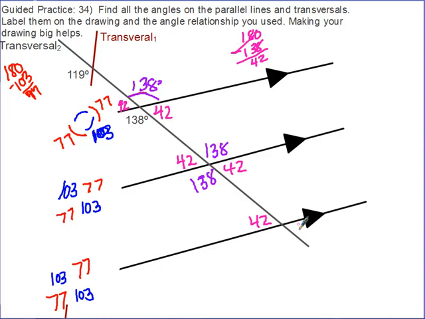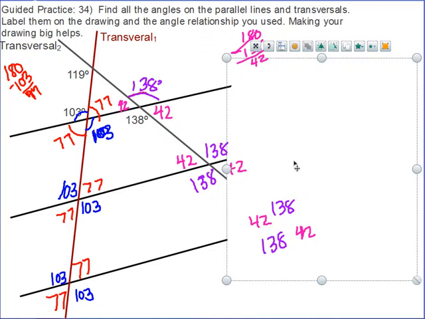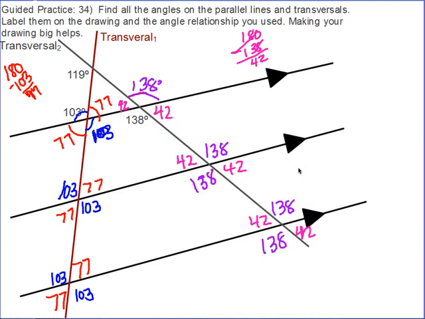Okay, 42, 42, 138, 138. Now let's get this. Let's delete it. And now I have all my angles. When you do these problems, even if they only ask for this angle, or this angle, or this angle, if they only ask for one angle, still fill in your transversal. It'll help keep you from making mistakes.